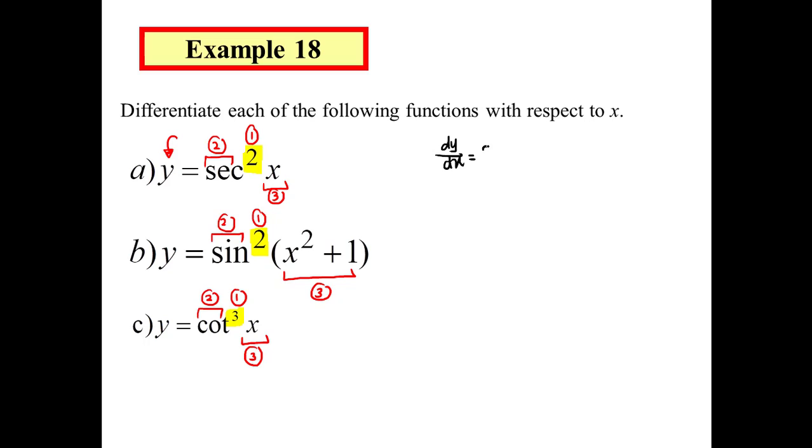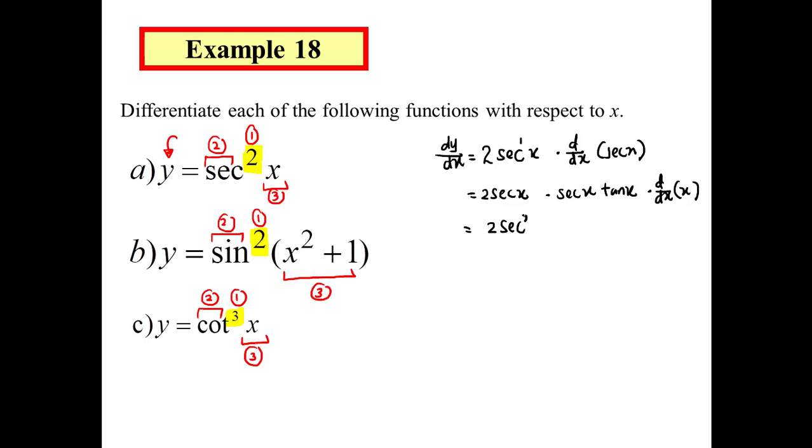The power 2, you bring it in front. So the existing power becomes secant power 1 x. And we differentiate the second layer, which is secant x. So therefore you get 2 secant x. You just copy back. Differentiating secant, we get secant x tangent x. And do not forget we differentiate the third layer, x, which is just 1. Lastly we simplify, and you get 2 secant squared x tangent x. This is the simplest form, and this is how we obtain question A.